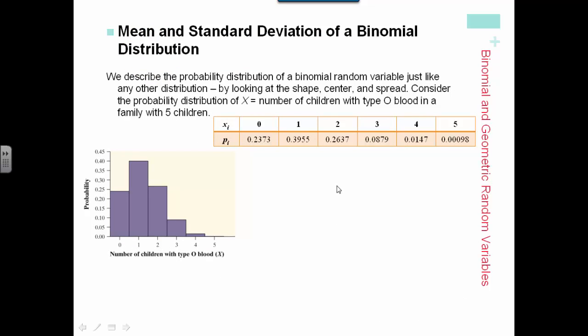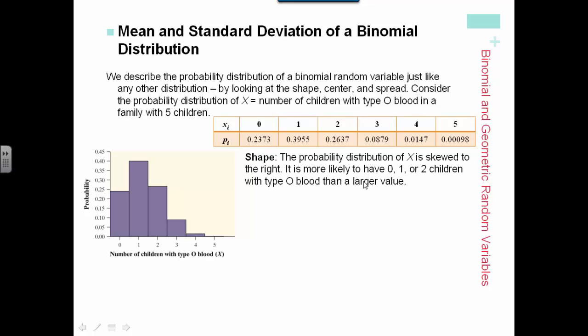Mean and standard deviation. We describe the probability distribution of a binomial random variable just like any other distribution, by looking at shape, center, and spread. Consider the probability distribution of X equals the number of children with type O blood in a family of 5 children. Shape: the probability distribution of X is skewed to the right. It's more likely to have 0, 1, or 2 children with type O blood than a larger value.